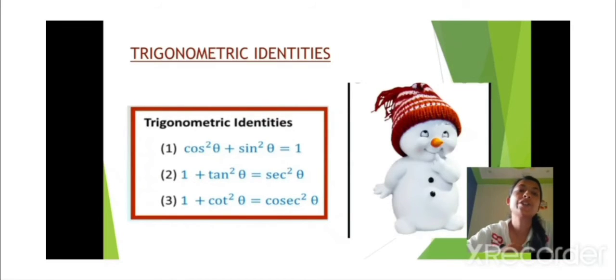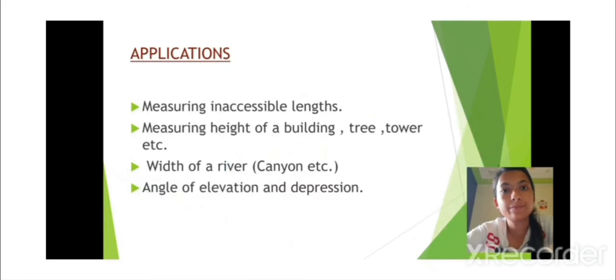Now, what are trigonometric identities? There are three main trigonometric identities. First is cos square plus sine square is equal to 1. Very important. Second is 1 plus tan square theta is equal to sec square theta. And third is 1 plus cot square theta is equal to cosec square theta. You can also write it like this: second one is sec square theta minus 1 is equal to tan square theta, and third one is cot square theta is equal to cosec square theta minus 1.